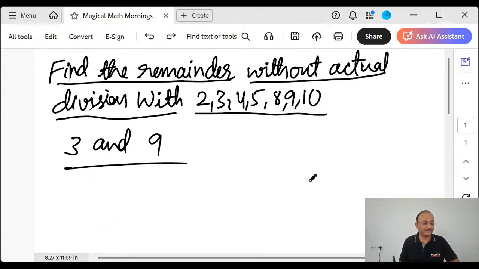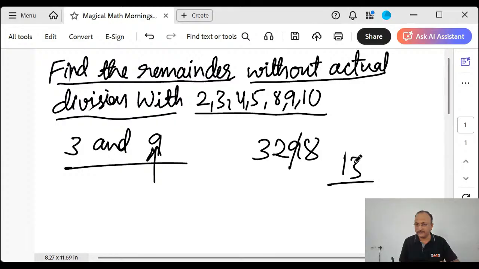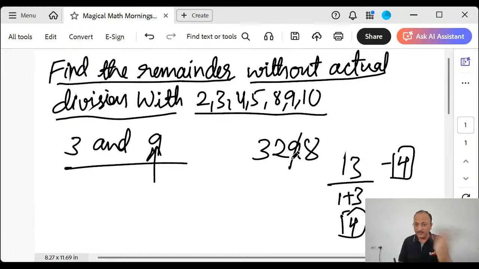Suppose you want to find out 3298, the remainder when you divide by 9. What we do, 9 is cancelled. 3 plus 2 is 5, plus 8 is 13. This 13, either you divide by 9, 9 ones are 9 and 4 is remaining, or you find the digital sum again. What is 1 plus 3? That is 4. Digital sum means you keep on adding the digits until you get a single digit number. That will be the remainder.